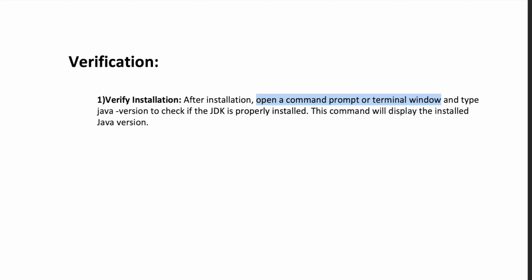For verifying the installation, just open a command prompt or terminal window and type java -version, to check if the JDK is properly installed in your operating system or not. And once you write this command on the command prompt, it will display the Java version which is installed in your operating system. So these are the steps which you need to follow to install the JDK in your operating system.